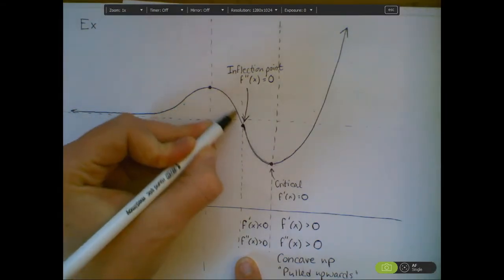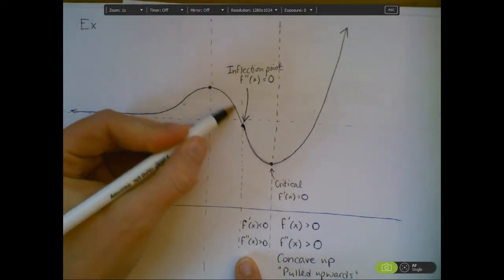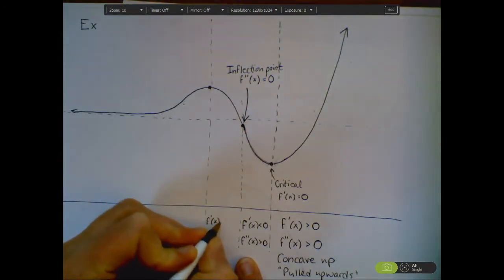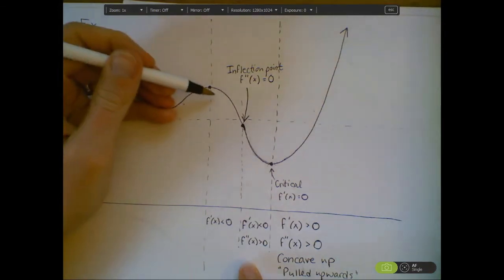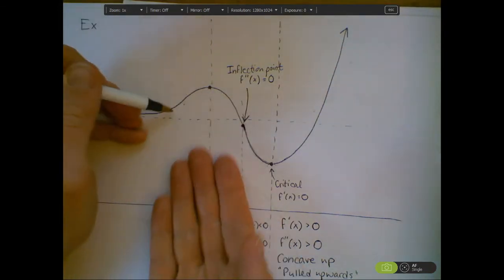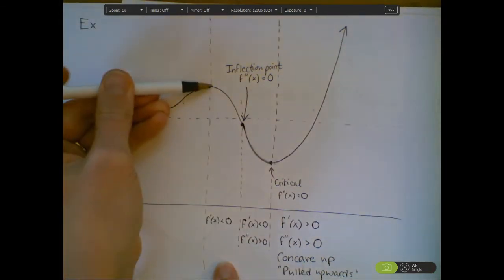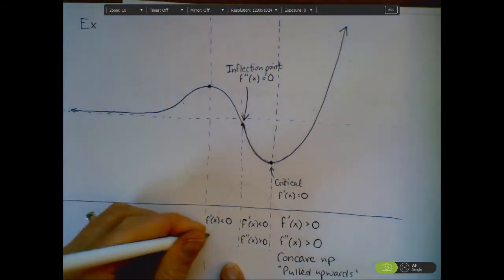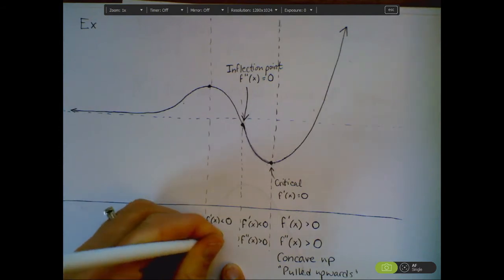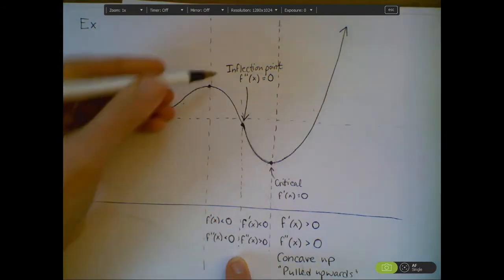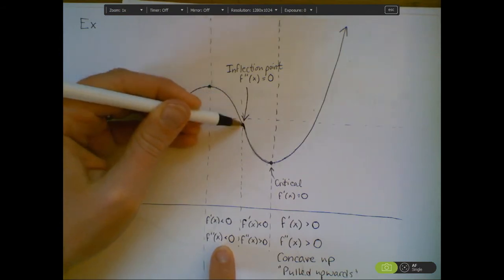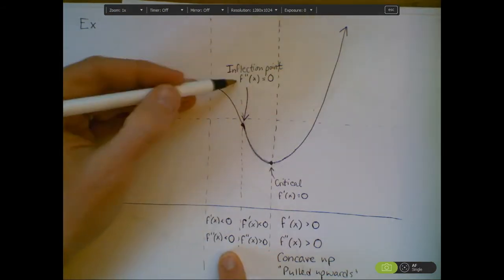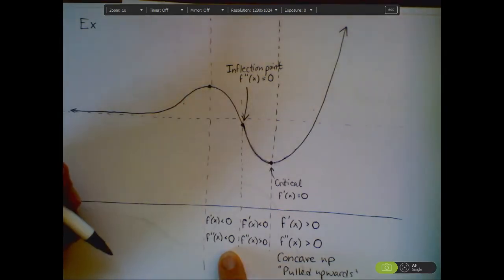For this piece of the graph, my derivative is negative because my slopes are negative, so f prime of x is less than 0. But it looks like I'm being pulled downwards here because my slopes start at 0 and they get more and more negative. So that means my second derivative is less than 0. So here my second derivative is less than 0, here my second derivative is greater than 0, and right at this inflection point again is where my second derivative is equal to 0.